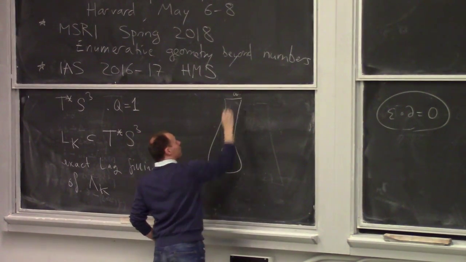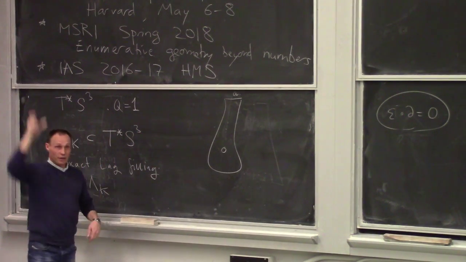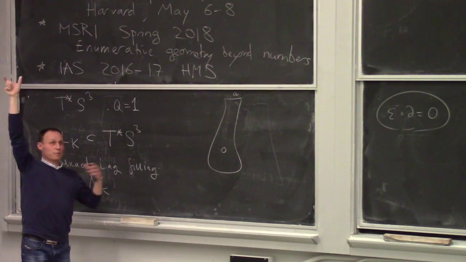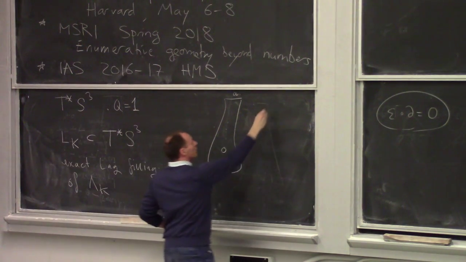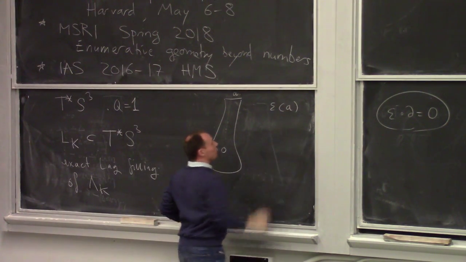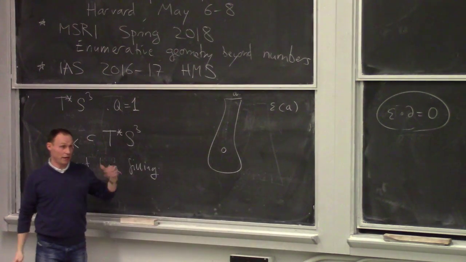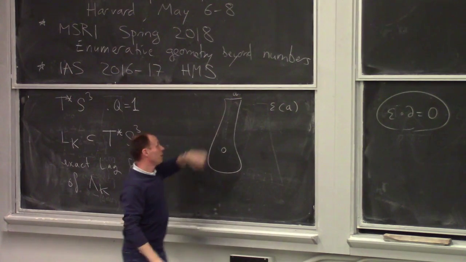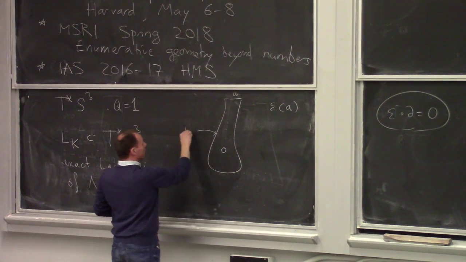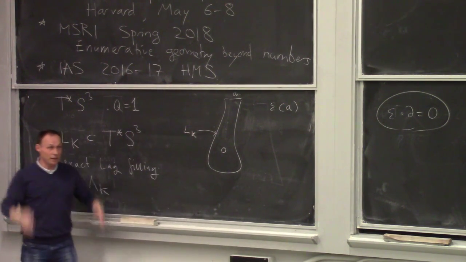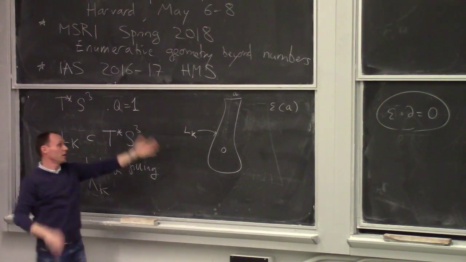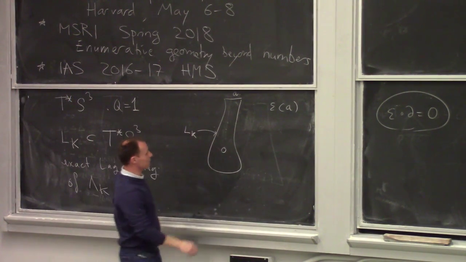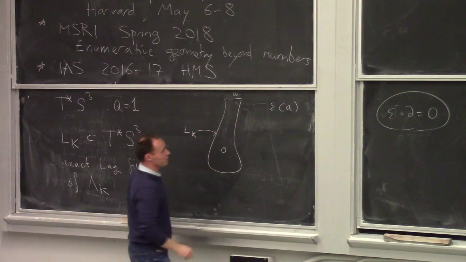So at infinity we have the asymptotic at a Reeb chord. So I want to compute epsilon, the augmentation acting on a. So at infinity, it's asymptotic to my Reeb chord a, and then it stretches down along L_k, so it has its boundary on L_k, and then it sits inside T*S^3. So all of it is inside T*S^3.